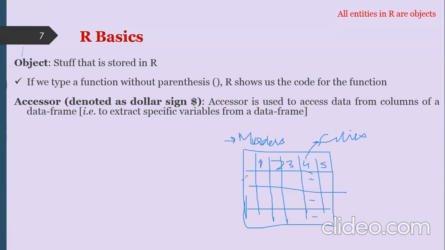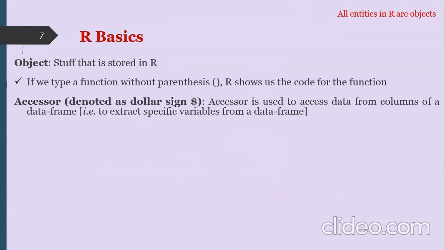And now if I want to access only this column, what sign will I use? I will write murders, and I want to access only this variable, so I will write it as 4. So this is how we can access a variable in the data frame.